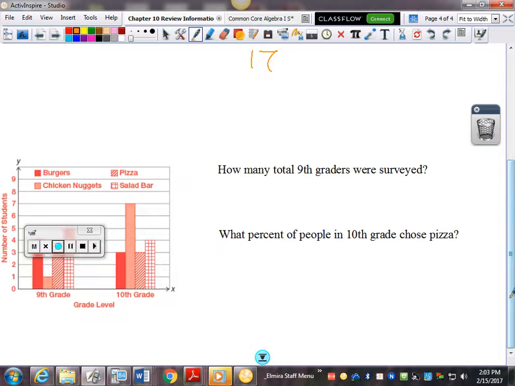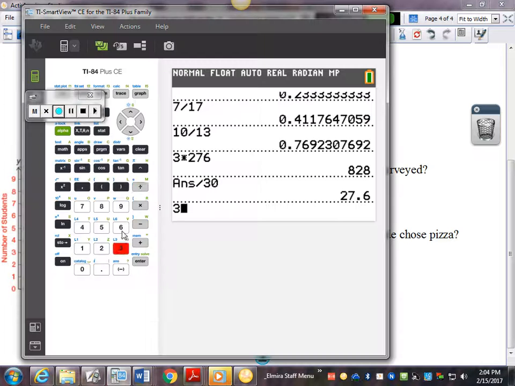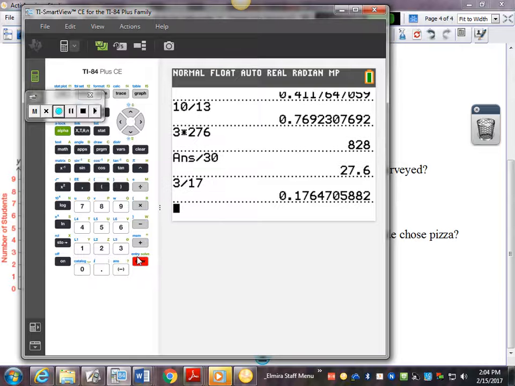Okay, we also could be looking at a side-by-side graph. How many 9th graders were surveyed? Well, I just look over here, that's 4, 1, 3, and 5. So that adds up to 13. Okay, and the next question says, what percent of people in 10th grade? Okay, so we're only looking at 10th grade. What percent chose pizza? Well, pizza is the stripes, and that's 3 out of, let's see, the bottom number, we're only looking at 10th grade, so we're just going to add up 3 plus 7 plus 3 plus 4 is 17. So 3 out of 17. 17.6%.